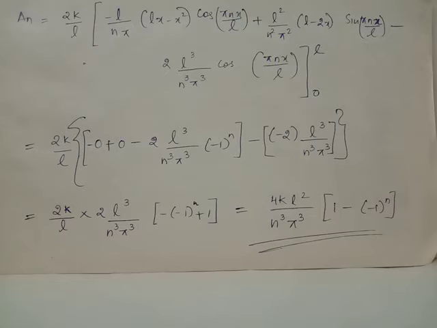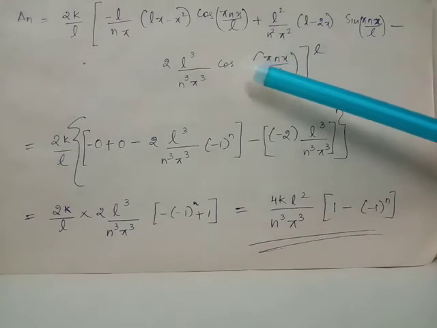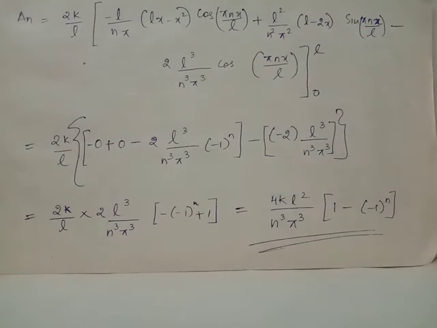When you give x equals L to this term, it becomes negative 2 into L cube by n cube pi cube into (minus 1) the whole raised to n, because when you give x equals L, this becomes cos(n pi), which is (minus 1) the whole raised to n. When you give x equals 0 to the last term, it becomes minus 2 into L cube by n cube pi cube cos 0, and cos 0 equals 1. This negative sign is due to the application of the lower limit. Already the third term has a negative sign in front of it.